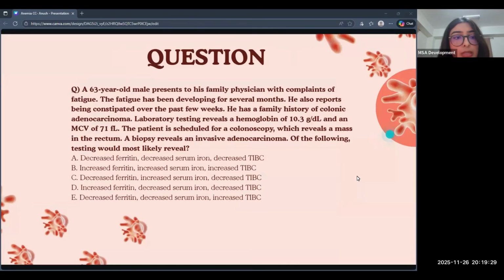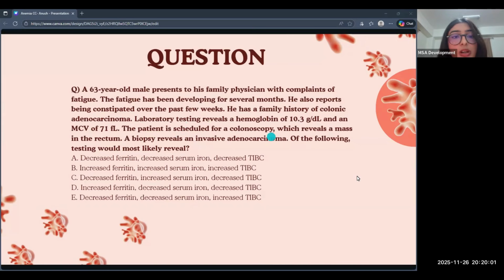Okay, now let's go to a question. Whenever you look at a question, I want you to just skim it and focus on the main points. A 63-year-old presents with fatigue. The fatigue has been developing for several months. He reports being constipated over the past few weeks. He has a family history of colonic adenocarcinoma. When you see this, it's a very big red flag. Now his HB is 10.3, MCV is 71. Based on this, we can say that this patient has iron deficiency anemia.